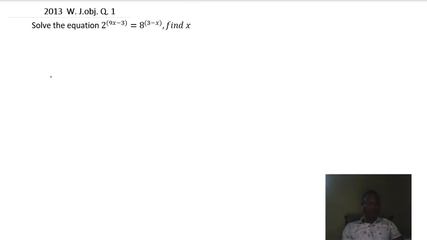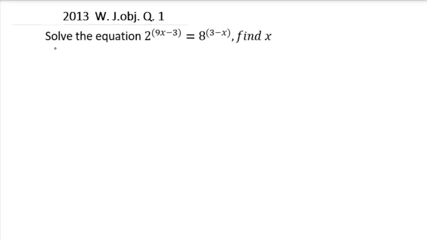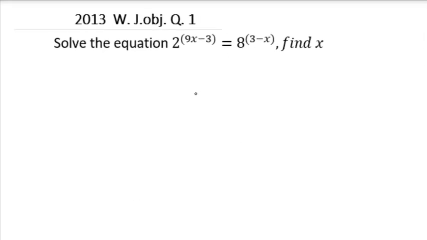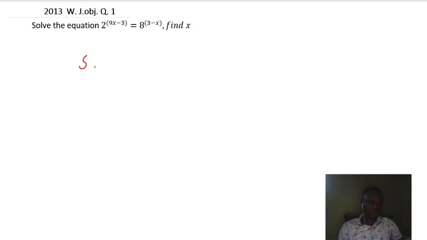Okay, welcome precious students. We are still on indices. Today we are moving on to 2013 WASSCE June objective question number 1. And there is a question. Solve the equation 2 exponent bracket of 9x minus 3 equal 8 exponent bracket of 3 minus x. We are finding the value of x. Solution.